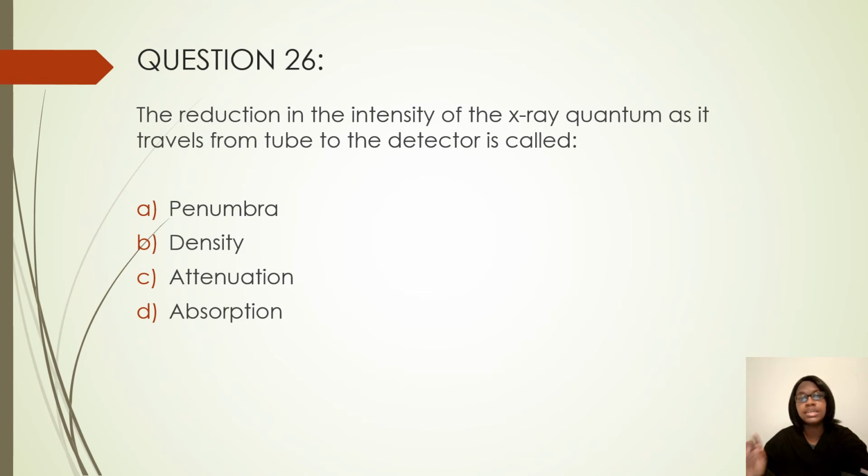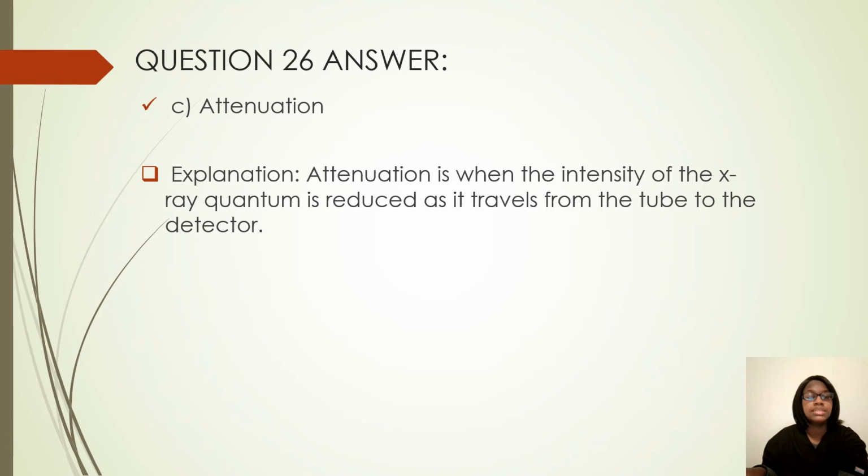The reduction in intensity of the X-ray quantum as it travels from tube to the detector is called penumbra, density, attenuation, or absorption? Attenuation. Attenuation is going to be when the intensity of the X-ray quantum is reduced as it travels from the tube to the detector.